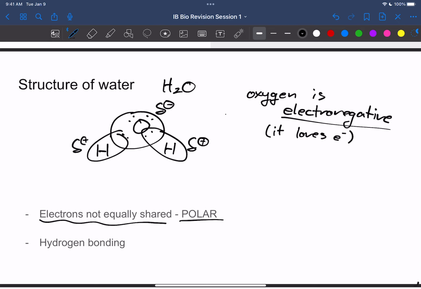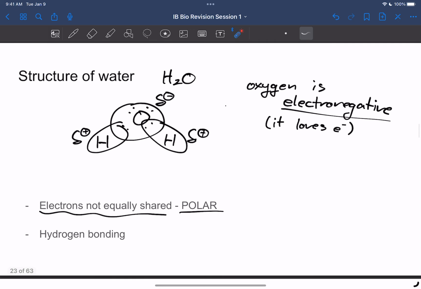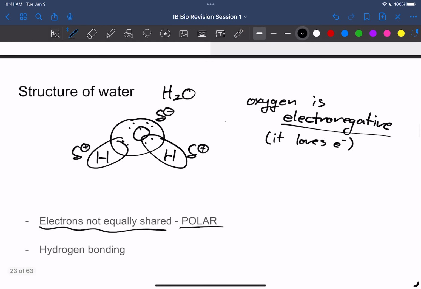Partial positive. When you have negative, that means you have a lot of electrons. And oxygen has a lot of electrons near it because it's electronegative. So it's going to be delta negative. Hydrogen has like no electrons. Electrons are very far. And it makes it partially positive, so delta positive.